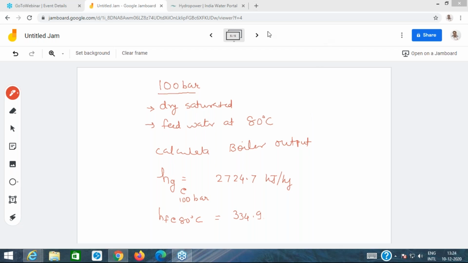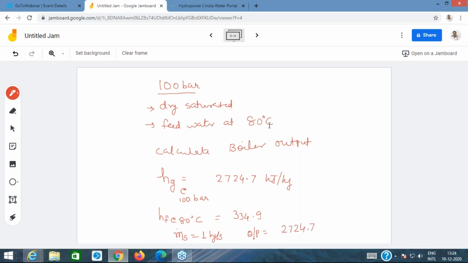So I already written it on the board. The boiler output would be what? Because mass flow rate is not given, so we'll take it as 1 kg per second. For every kg per second, the boiler output would be 2724.7 minus 334.9 into 1, that many kilojoules per second.